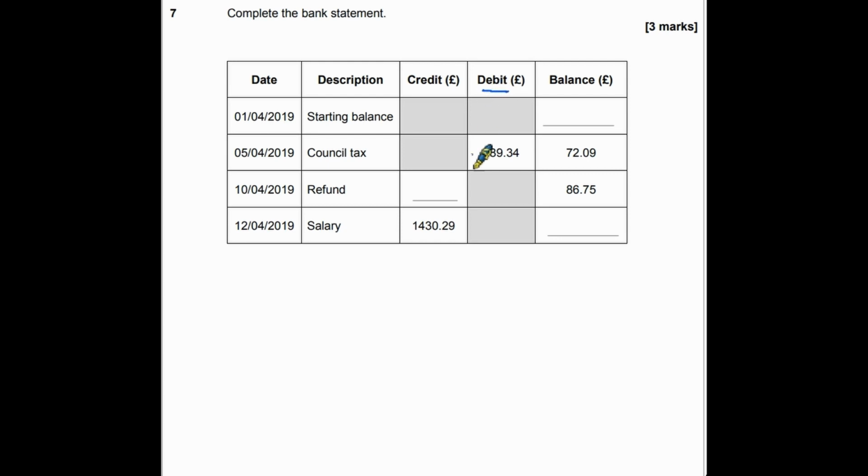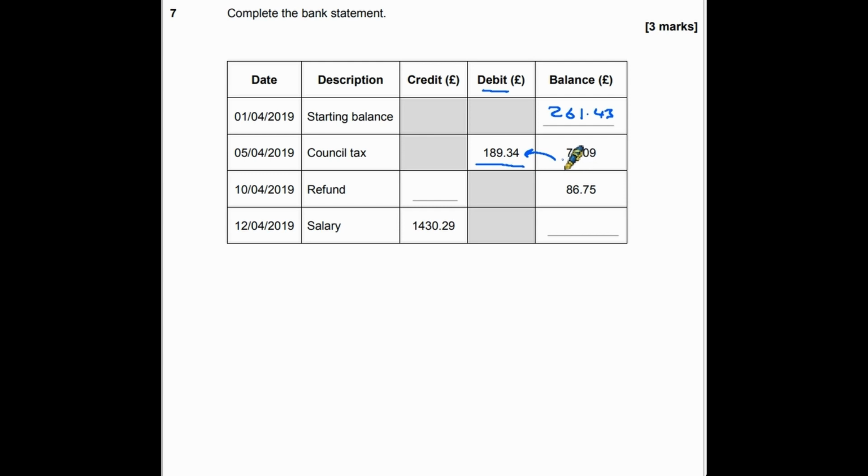so that's money going out. We paid out £189.34, which left us with £72.09. So to find out what the balance was, we have to add these two amounts together. In other words, we put back in the £189.34. If we add those two together, we have £261.43. So if you check your answer, 261.43 minus 189.34 is £72.09.